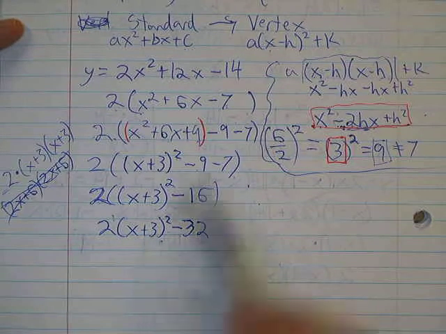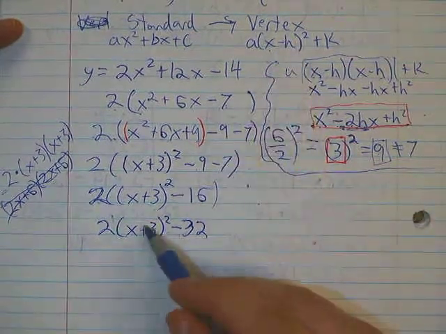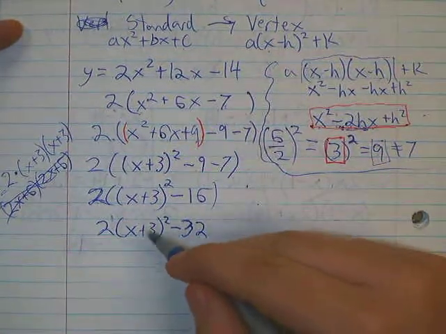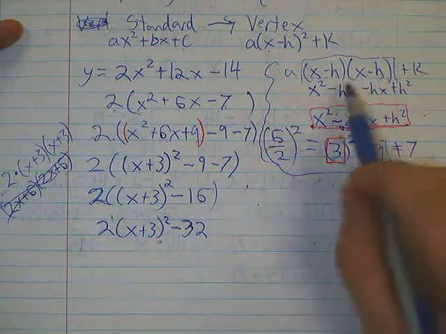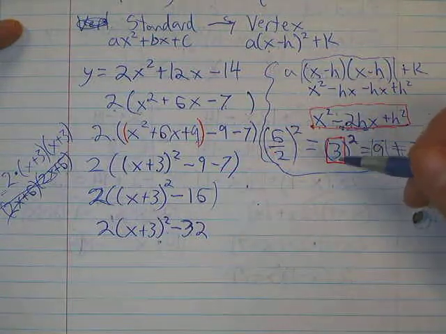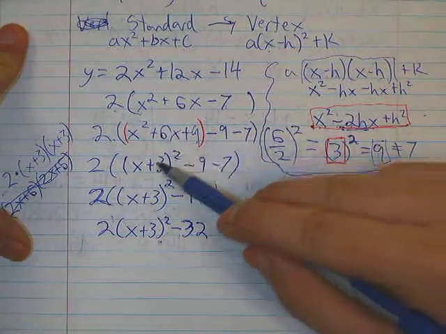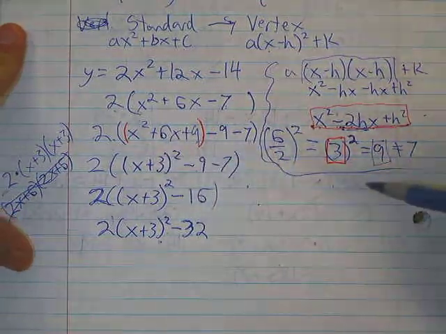Now, you may notice that we have an a value, which happens to be 2, and here we have x plus 3, which is x minus h, so that just means our h value is a negative 3. A minus a negative makes a positive. And our k is a minus 32.